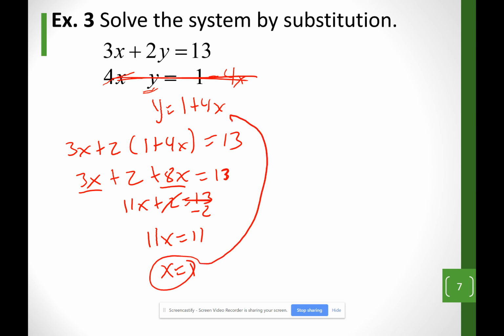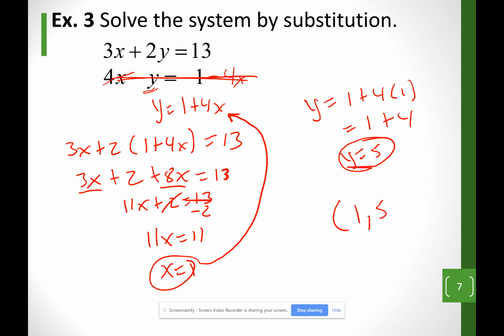Now that I know the value of x, let me plug it into this equation. y is equal to 1 plus 4x. So basically, I have 1 plus 4, better known as 5. So y is equal to 5. That's the second part of my answer. So my solution will be (1, 5). x equals 1, y equals 5.